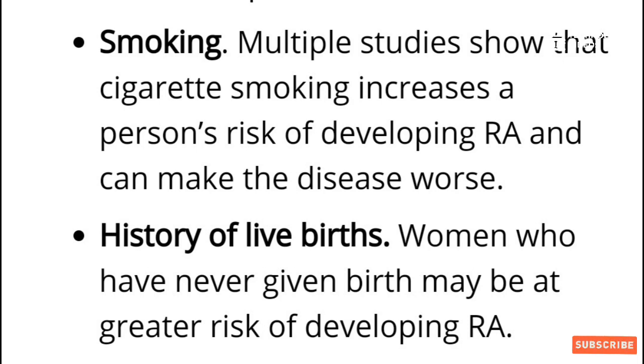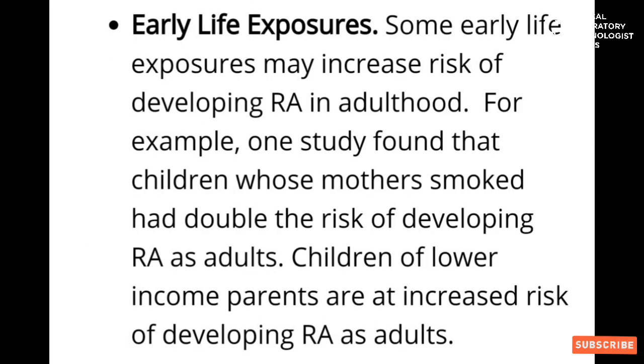Now we will see the last factor that also contributes to the development of rheumatoid arthritis. Sorry, before going to the last, there is one other factor, early life exposure. Early life exposure means those people who from childhood are exposed to environmental factors that contribute to the development of arthritis, so they get a chance of developing arthritis at an early age as compared to old age.